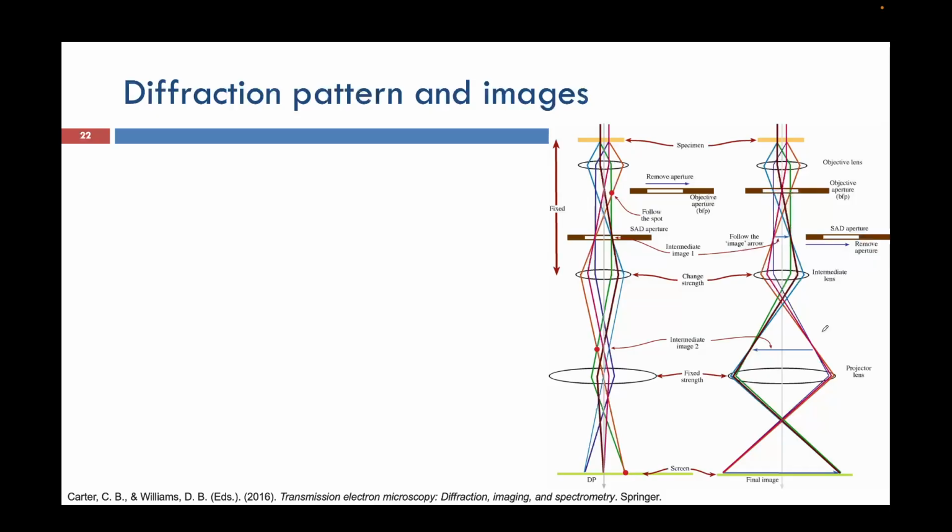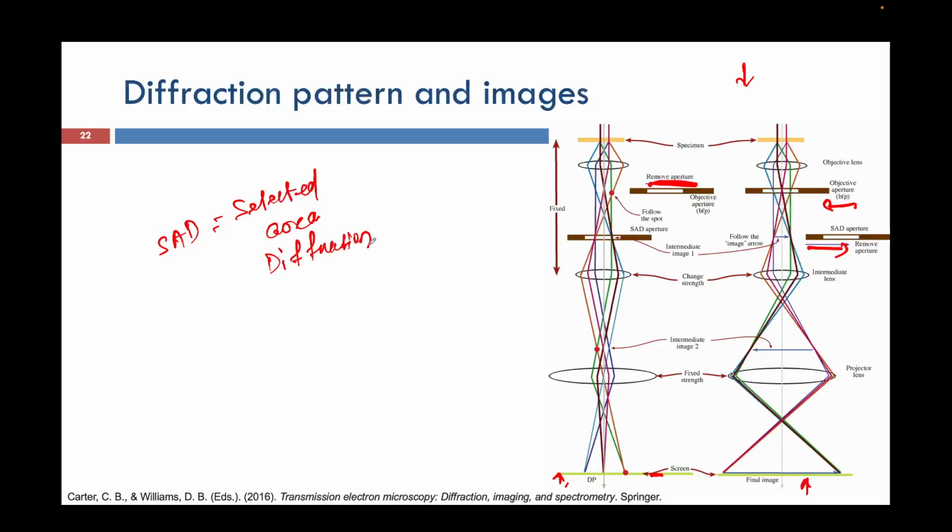This is the diffraction pattern and image formation, the basic phenomena behind how we get the diffraction pattern and how we get the final image. The most important parameters here are in the column. If we remove our objective aperture from here, then finally we will get the diffraction pattern on our screen. If we insert our objective aperture in the back focal plane of the objective lens and we remove the SAD aperture, SAD means selected area diffraction.